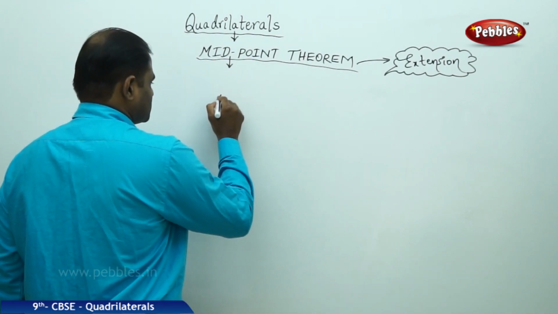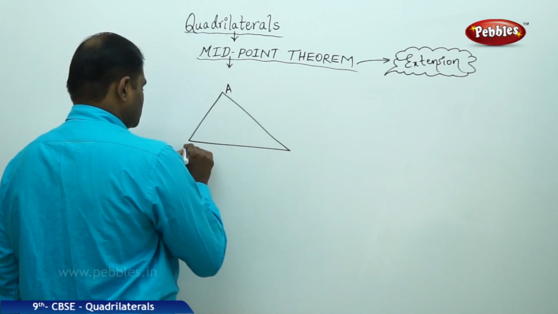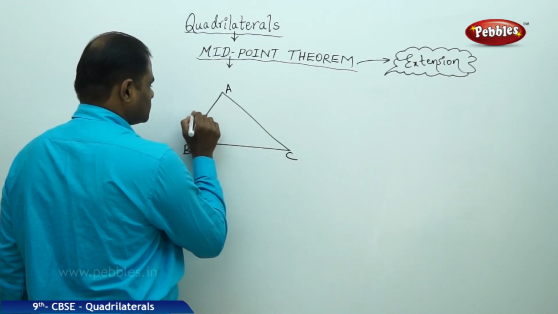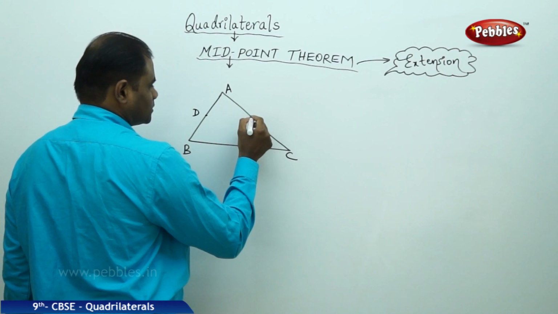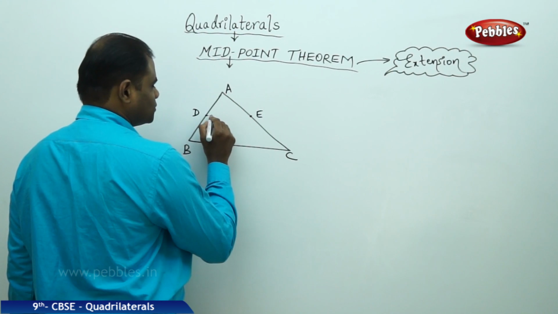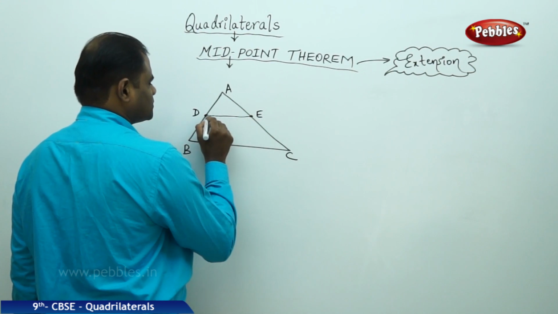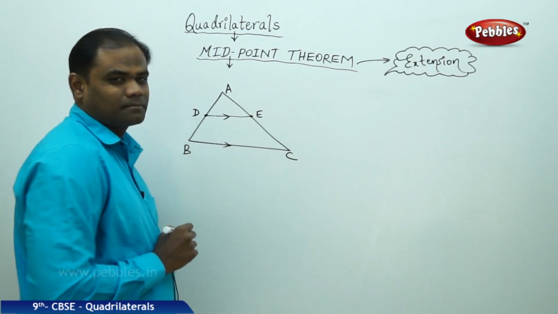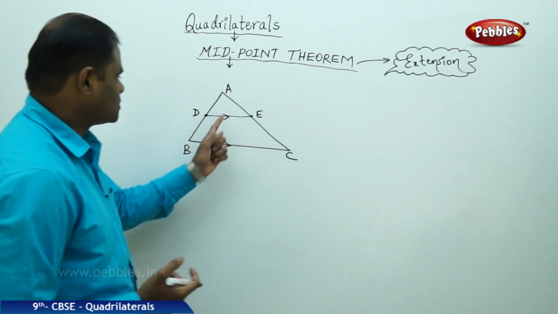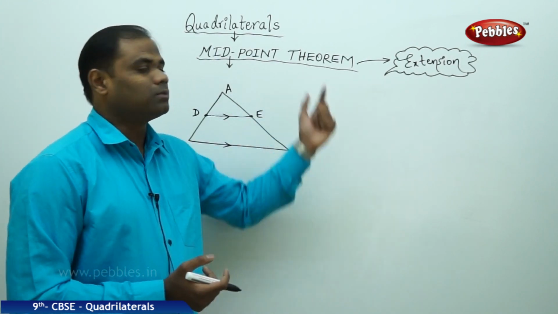Now the midpoint theorem says if I take a triangle ABC and I connect the midpoints, midpoint of AB being D and midpoint of AC being E, then the line which joins the two midpoints, we know that it is parallel to this. That's how we have understood midpoint theorem in the previous session. Now with this parallelity, let's see the extension property of midpoint theorem.